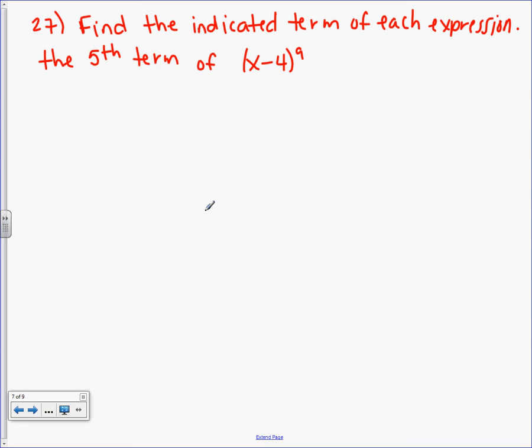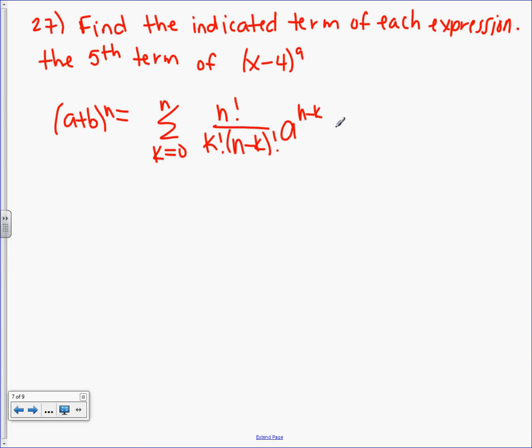So, back on your formula, you have this. (a plus b) to the n equals, you have this part, sigma k equals 0 to n, n factorial over k factorial, (n minus k) factorial, a to the n minus k, b to the k. That's what you have. That's the part that we're going to use.